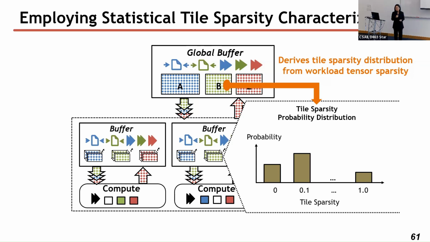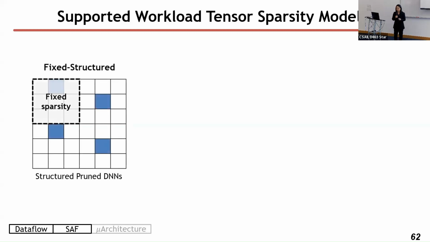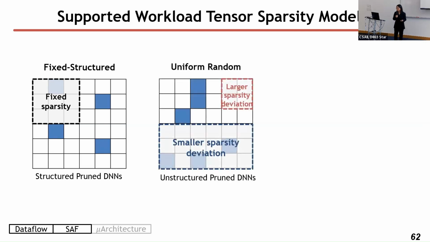And as you can imagine, different workload tensor sparsity characteristics will greatly impact the distribution of tile sparsity. So Sparseloop does support this analysis with different workload tensor sparsity models. For example, we provide a fixed structured sparsity model where the non-zero values in these tensors are well constrained so that all of the tiles will share the same sparsity. We could also have a uniform random model where the non-zero values are arbitrarily distributed in our tensor.